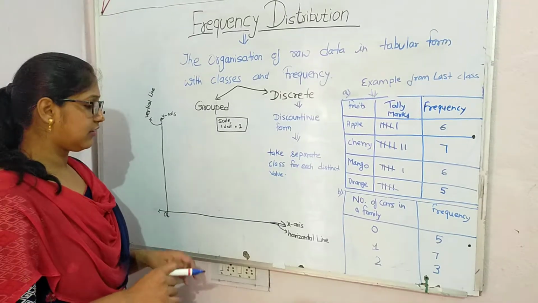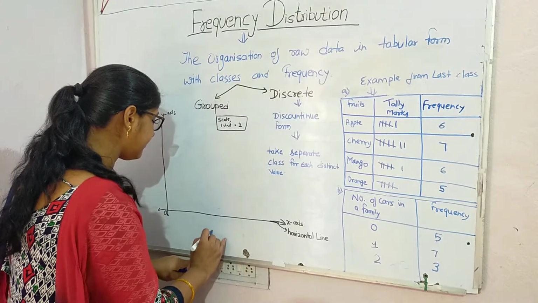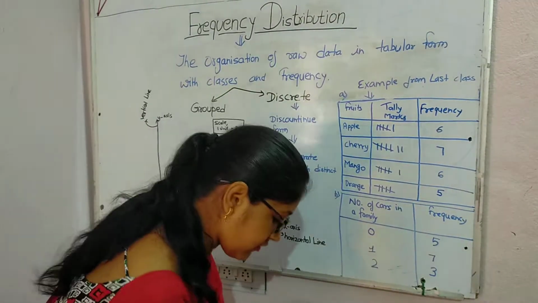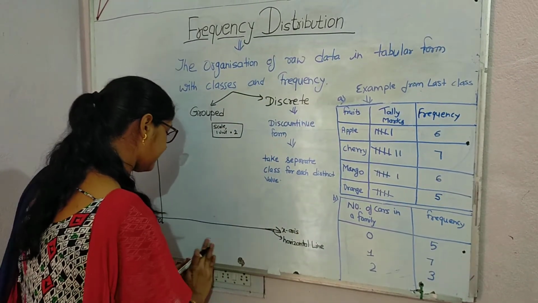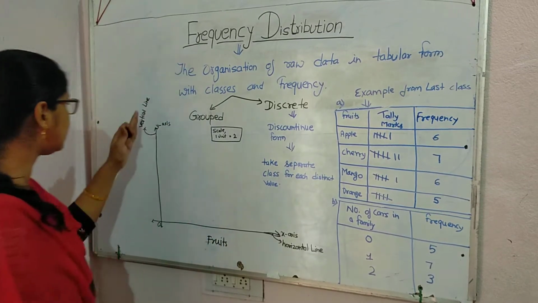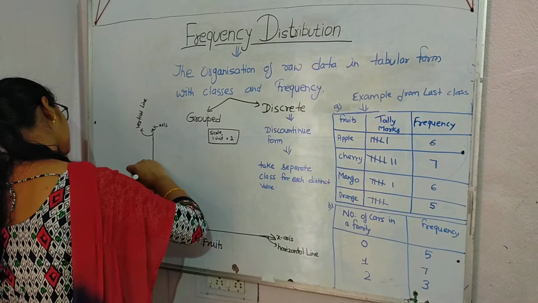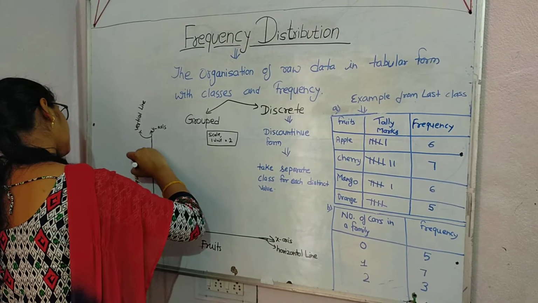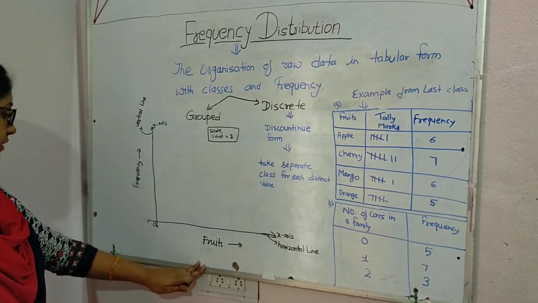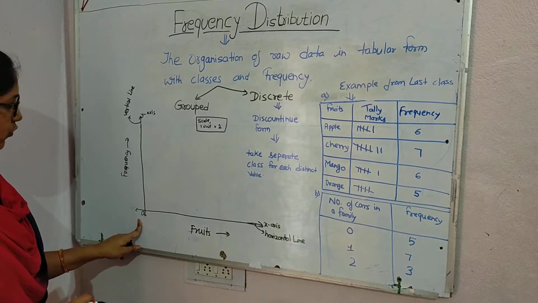So now I represent this horizontal line with fruits, and this vertical line represents frequency. The axis name is compulsory to write. The point at which both the lines meet is considered as O.